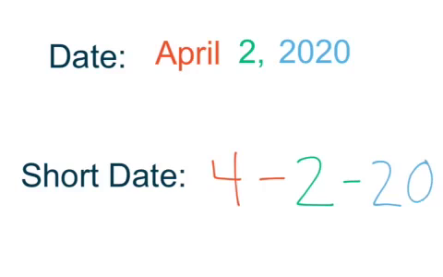4-2-20. Remember, we write 20 because we copy the last 2 digits of the year. We write 2 because we keep the day the same. We write 4. Who remembers why? If you remember our months song, January, February, March, April. April is the 4th month. So we would write April 2nd, 2020, 4-2-20. Did you get it right?